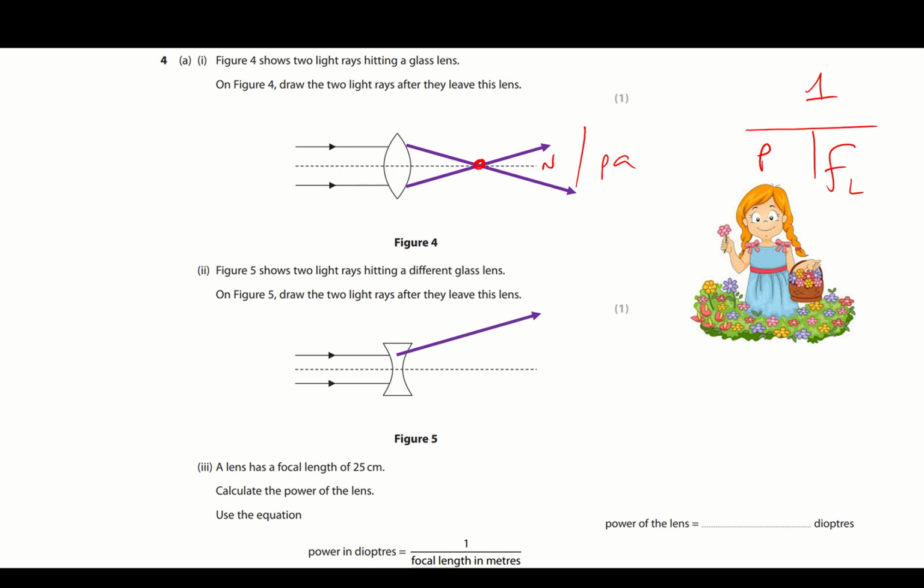So the next one, we can do that. And I've used a focal point in front to just get that angle right. And the next one, a lens has a focal length of 25 centimeters. Calculate the power of the lens. Well, I don't want that in centimeters, I want that in meters. So divide by 100 equals 0.25 meters. Now we're away. Power equals 1 over the focal length. 1 divided by 0.25 equals 4 diopters.